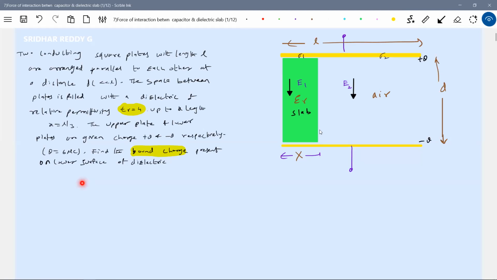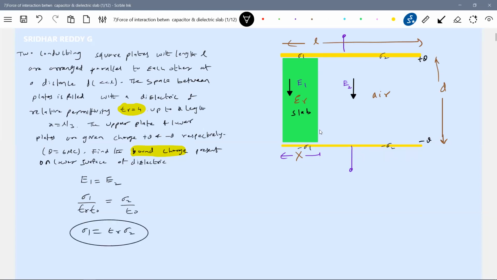So then first we'll write E1 equal to E2. Then what is the electric field in the region where the dielectric slab is present? Charge density by epsilon R by epsilon naught. Where in air it is sigma 2 by epsilon naught. Here the charge density already indicated is sigma 1, here minus sigma 1, minus sigma 2. So therefore from this, sigma 1 is equal to epsilon R into sigma 2. Keep it here. There's one primary equation which we'll be using.